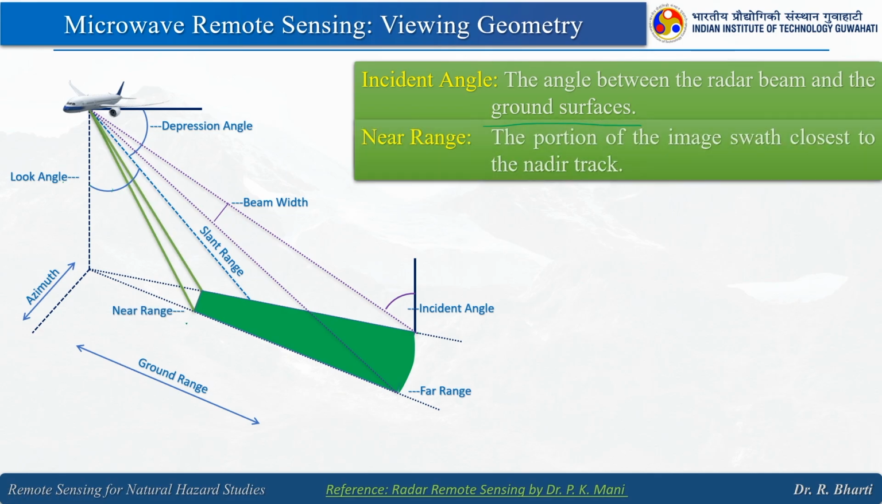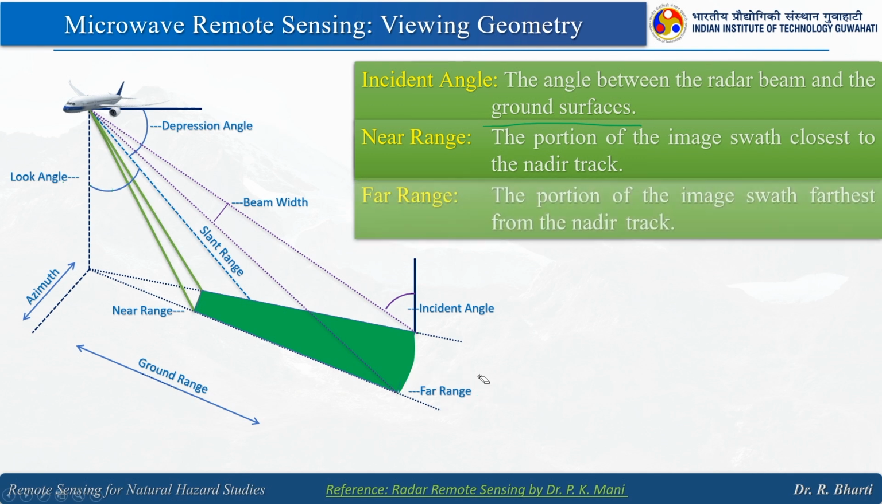Then comes the near range: the portion of the image swath closest to the nadir track. Now, this is towards the nadir. This is nadir. So, this is the closest point towards the nadir track, very close to the nadir, right. So, this is called near range. You see, now this is far range. The far range is basically the farthest point from the nadir track, right.